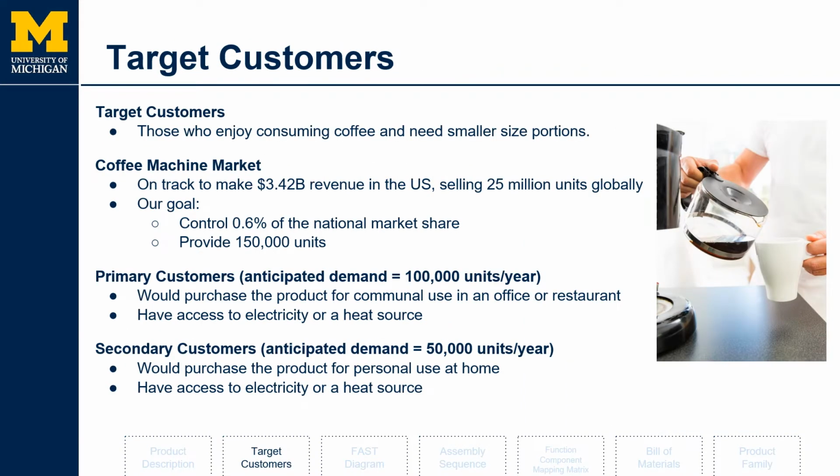The target customer for our coffee maker is going to be those who enjoy making coffee in smaller sized portions. The primary customers are going to be those who intend to use the product in a communal use, like an office or restaurant, with the secondary customers being those who would like to use this product at home for personal use.